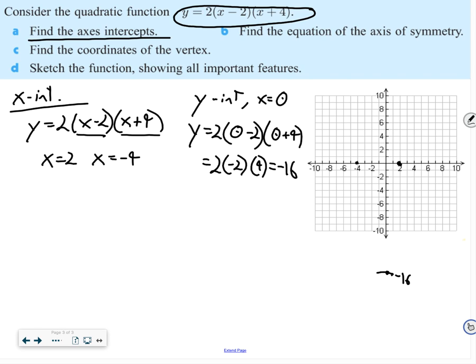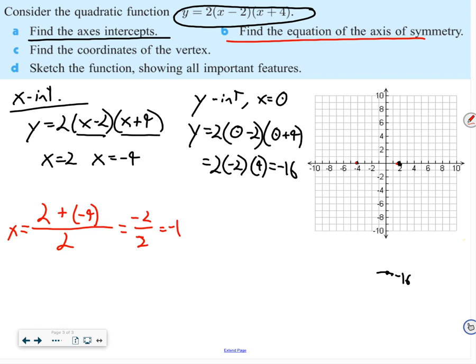Well, this one I don't necessarily am going to use my equation, but I know that the axis of symmetry needs to lie in the middle of my two roots. So in the midpoint of 2 and negative 4, so I do 2 plus negative 4, okay, and I divide it by 2. So I get negative 2 divided by 2 is equal to negative 1. So this is my axis of symmetry.